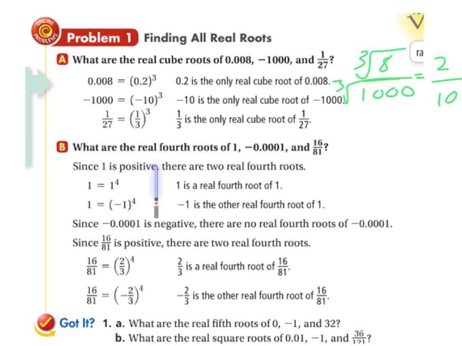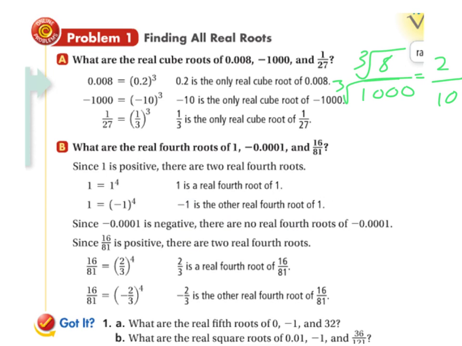Now when we look at real fourth roots, the big difference here is that fourth roots are even roots. So we're going to have an even number of factors multiplied together. With 1, for example, there are 2 real fourth roots, because you can have 4 1s multiplied together to get 1. Or if you have 4 negative 1s multiplied together, you also get 1, because the 4 negatives all cancel out.